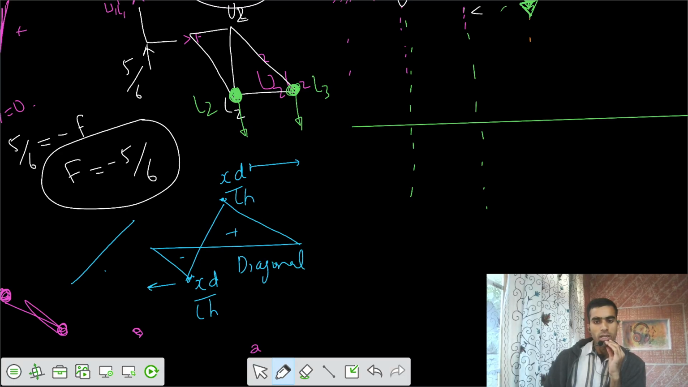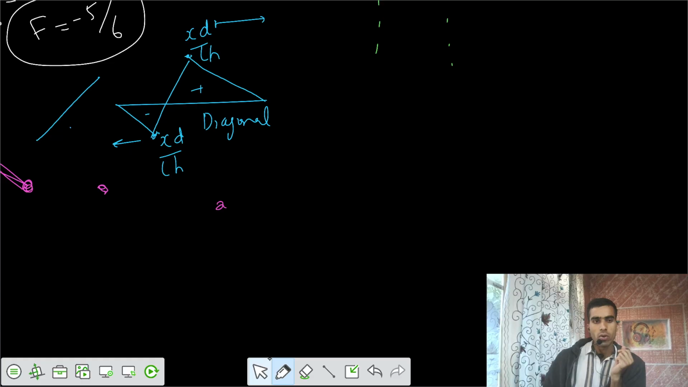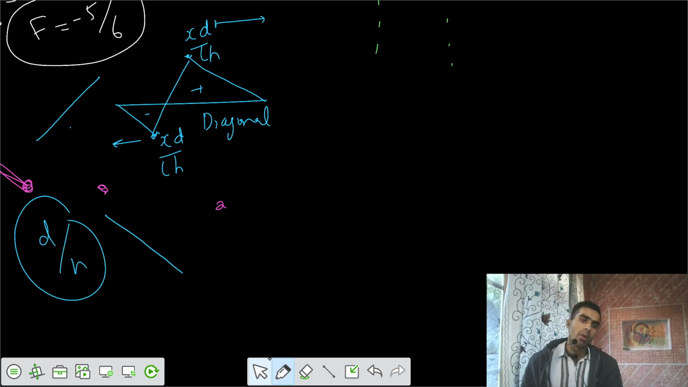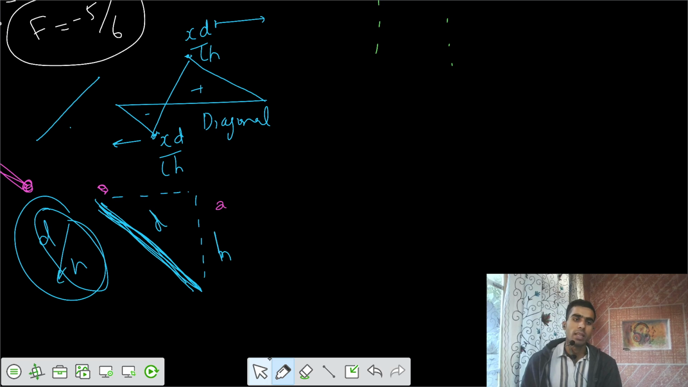But if you talk about a vertical member, I would say the factor of d by h is not there, because this d by h came into effect because the member was diagonal. It was having some height h, some diagonal of h. So this was some sine theta component. This was because of that sine theta component.